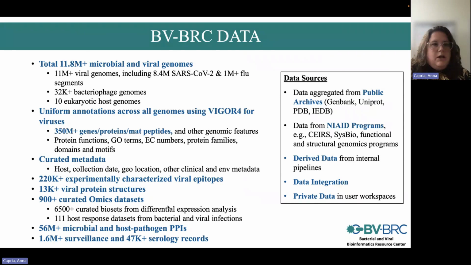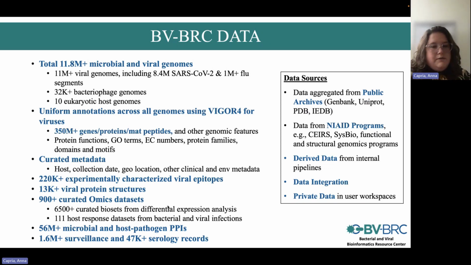So I touched on our data, and we have over 11.8 million microbial and viral genomes. Most of those are viral. 8.4 million of those are SARS-CoV-2 genomes, and over 1 million flu segments, 32,000 bacteriophages, and 10 eukaryotic hosts. And we have uniform annotations across genomes using VIGOR4 for viruses, which allows us to annotate genes, proteins, mature peptides, and other genomic features to make that data more valuable.